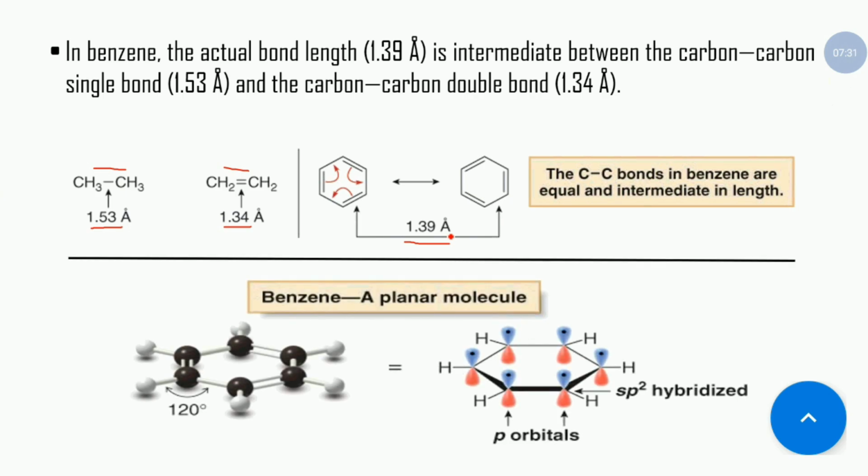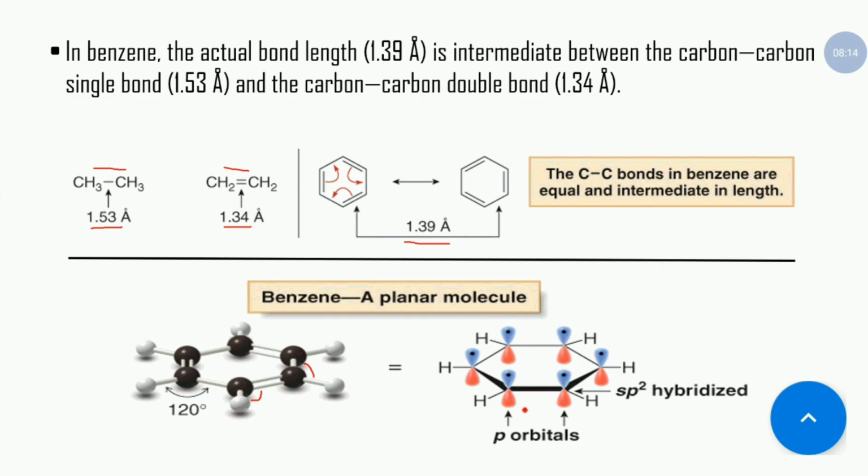Now, we all know that benzene is a planar molecule, but we just have to see how it looks in 3D and what its hybridization state is. Here on the left hand side, you can see the stick and ball model of benzene in 3D. It maintains an angle of 120 degrees on all sides.